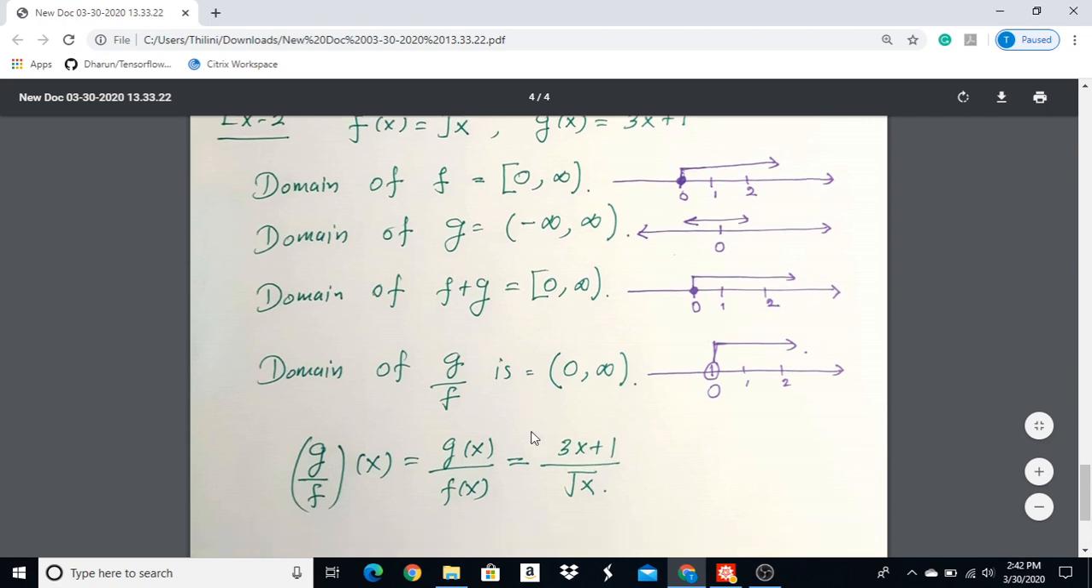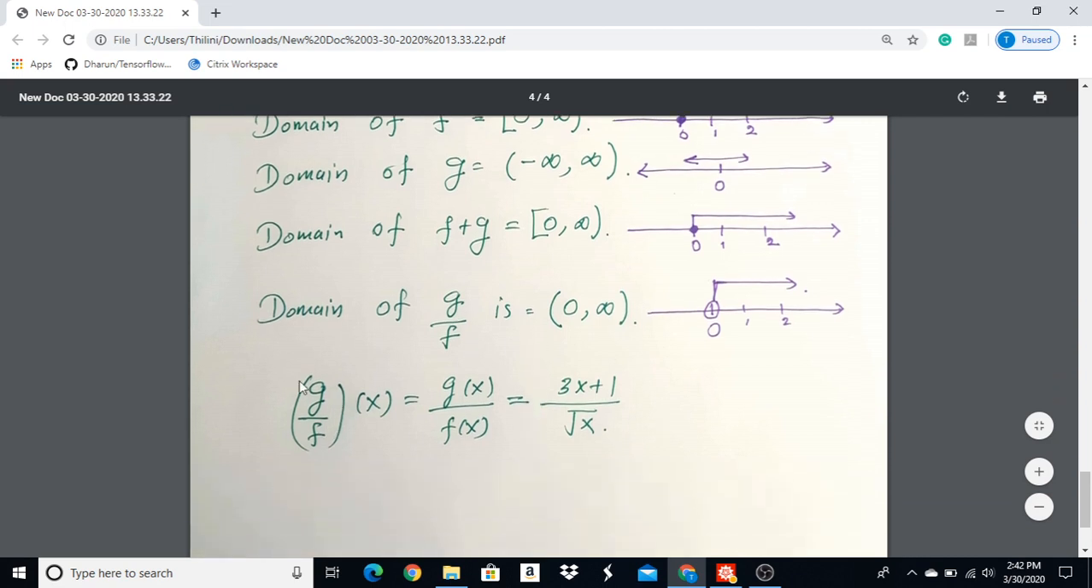You can easily verify this if you write down the equation of the g over f function. That is g of x over f of x, which is 3x plus 1 divided by the square root of x. You can see that the denominator should not be 0. That means x should not be 0. So 0 is the only value that we should exclude from this intersection.